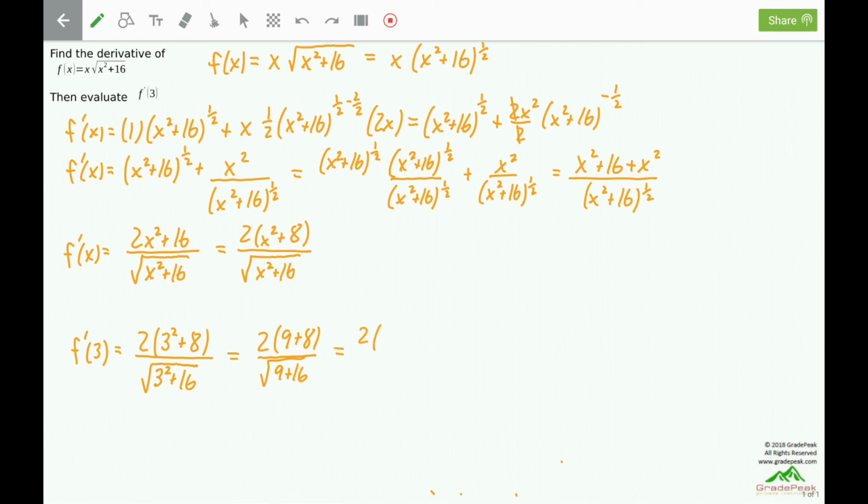In the numerator, 9 plus 8 is 17. In the denominator, 9 plus 16 is 25. So in the numerator, 2 times 17 is 34, and in the denominator, the square root of 25 will be a 5. So we end up with 34 over 5.